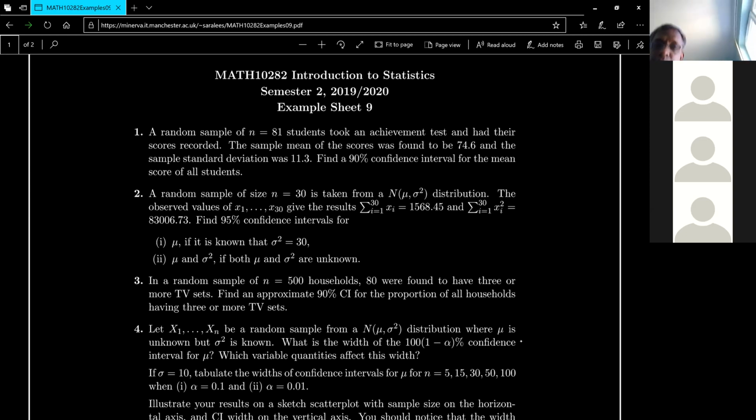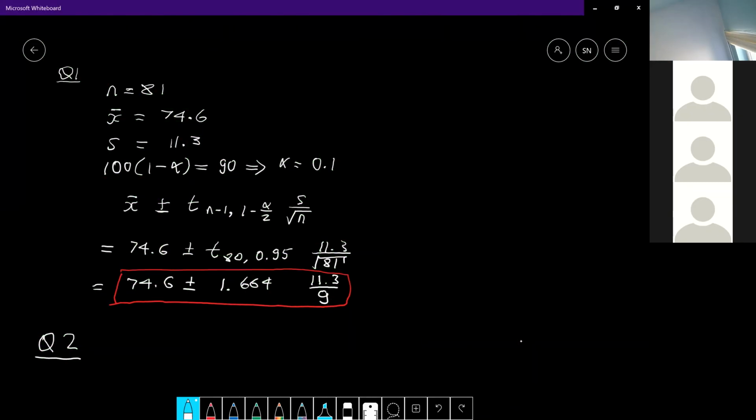All right, good. If you haven't done it, let me show you how to do question 2, okay? All right, so question 2, we have a sample of 30 data points, right? And we are told that the sum of the 30 data points is equal to 1568.45.